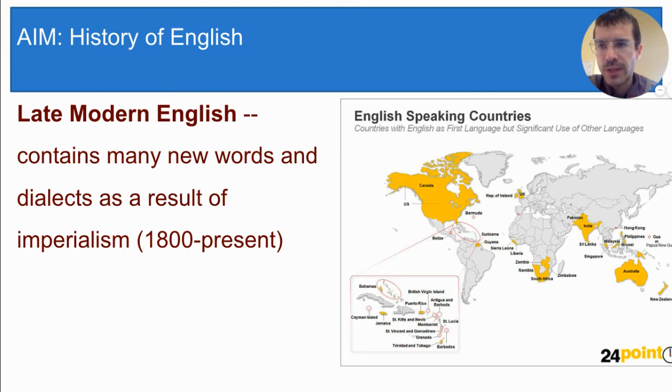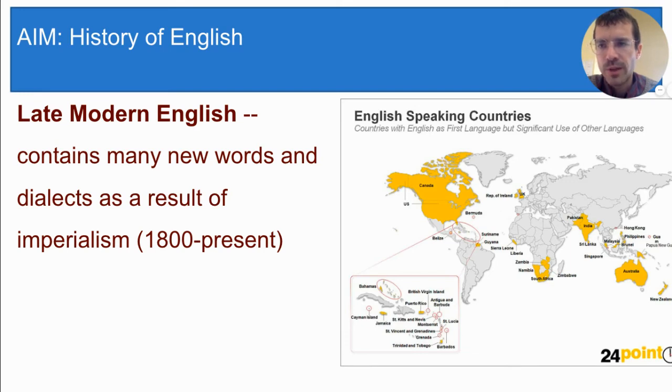Late modern English developed after 1800 as imperialism spread English around the world, and the English language adopted foreign words from many countries. At the same time, colonized people began to learn English as well, which led to the development of new English dialects. After decolonization in the 1950s, many former British colonies continued to use English as an official language, and today there are many dialects of English, including American English, South African English, Indian English, and many others.